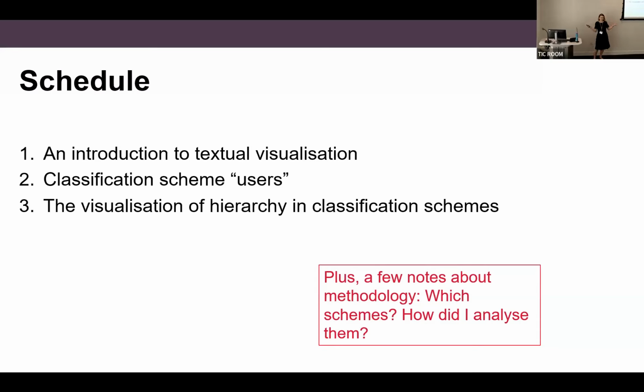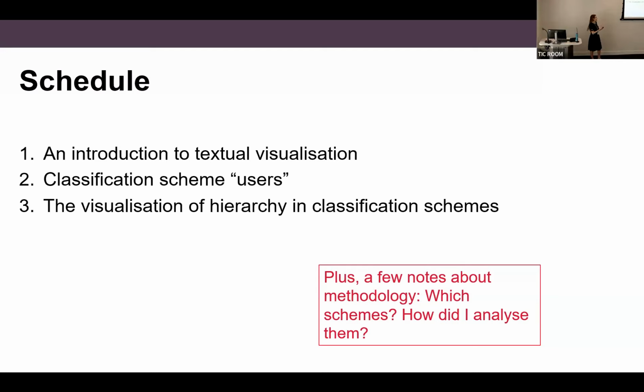So a few big disclaimers. First of all, I'm only talking about one aspect of classification schemes to get visualized. So I'm talking about hierarchy today, but I've also been looking at the visualization of notation, which is deeply fascinating. You might think it's just numbers and letters, but it's a really interesting visual element. I'm also looking at things like notes and obsolete numbers, and what I'm going to argue are the paratextual elements and how they're visualized. But not today. If you want to read about that, read the full paper. So that's disclaimer number one.